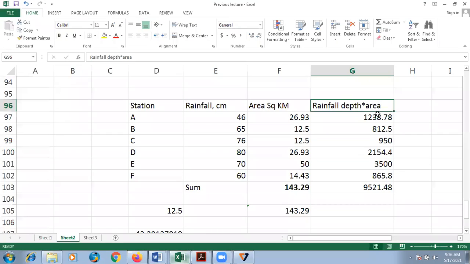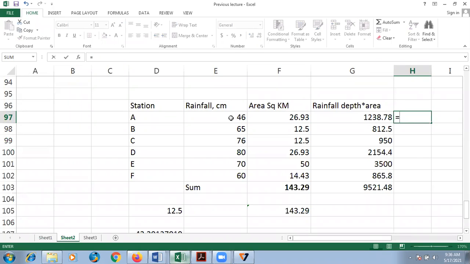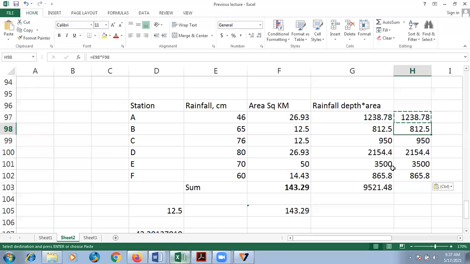Then you take another column where you multiply rainfall value with area. So these two are multiplied. 46 and 26.93 are multiplied. I will just show you whether it is the same one what I have calculated. So look here, 46 into 26.93. So you get 1238. Look here, both are similar. Once you do this, then you calculate for other rows also. See, look here, everything matches. 865, 3500. Likewise, you calculate for every situation. I will remove this. The calculations are correct.